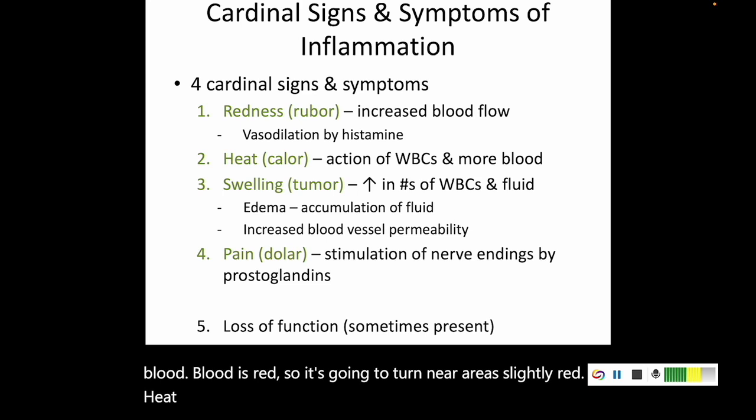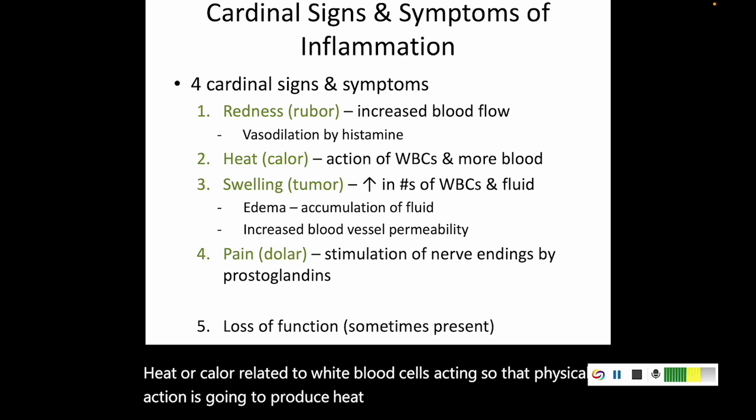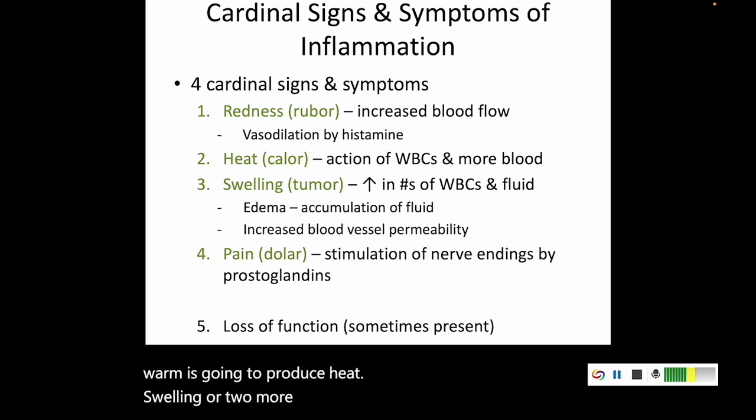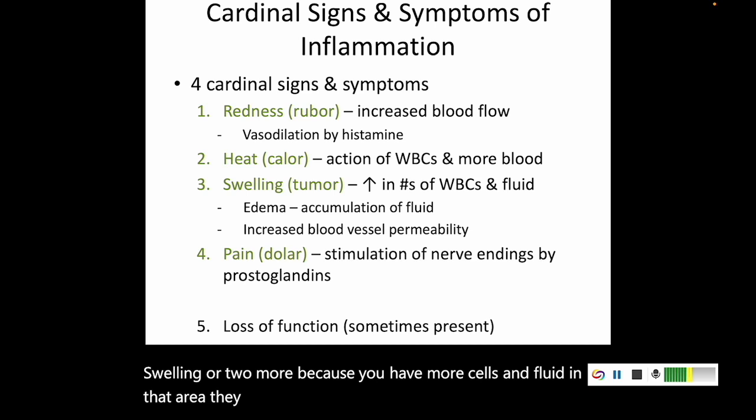Heat, or calor, related to white blood cells acting, so that physical action is going to produce heat. And also having more blood that is warm is going to produce heat. Swelling or tumor, because you have more cells and fluid in that area. They take up space, so they swell. Edema refers to an accumulation of fluid.